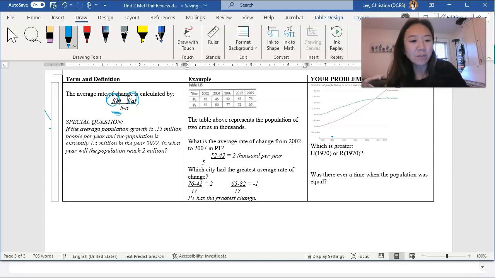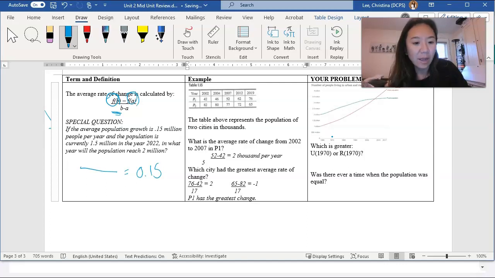I do want you to answer this. If the average population growth is 0.15 million people per year, and the population is currently 1.5 million in the year 2022, in what year will the population reach 2 million? All right. So if the average is 0.15 million, that's what it equals. And we're currently at 1.5 million.